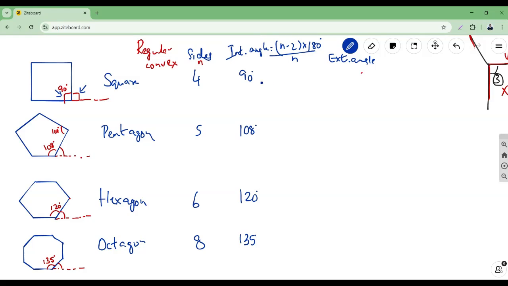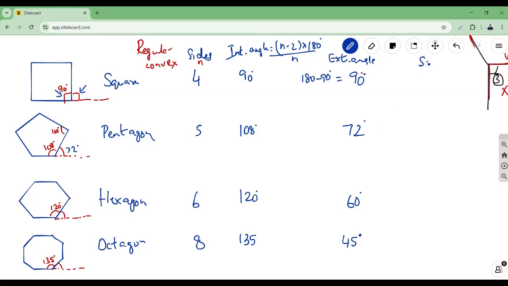That means if this is 90, the other one is going to be 180 minus 90, which is going to be 90 degrees. Look at the pentagon also. If this is 108, this is surely going to be 72 degrees, because 180 minus 108 is 72 degrees. And here it is going to be 60 degrees because 180 minus 120. For the octagon, 180 minus 135 is going to be 45. So one exterior angle is this much.